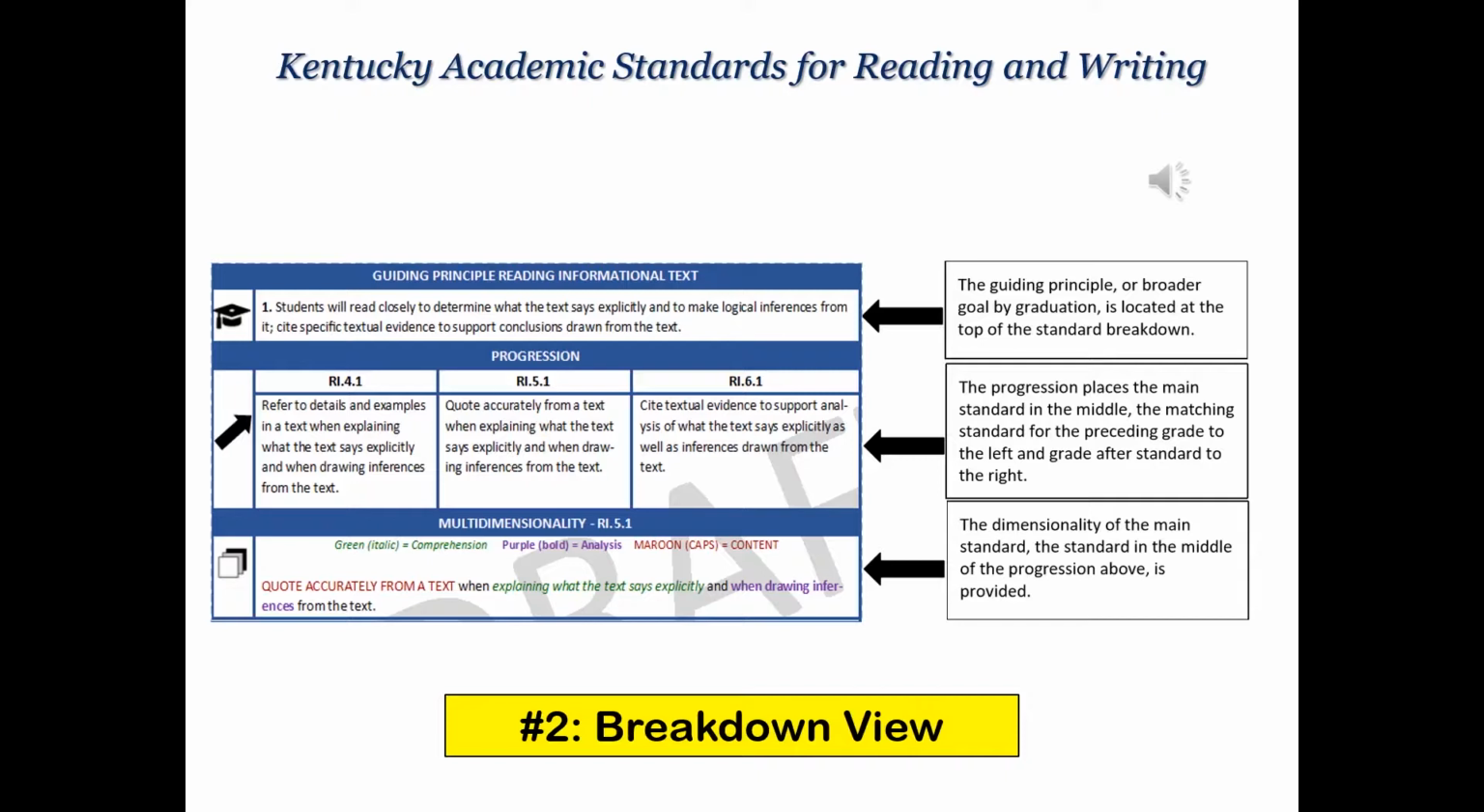The comprehension part of that standard, we begin to get a little more difficult, explaining what the text says explicitly. And again, you have to teach kids and help them understand the answer is there, even if it's inferenced, which is the next part of the standard, when drawing inferences. That is the analysis part. That is what we want kids to know and be able to do.